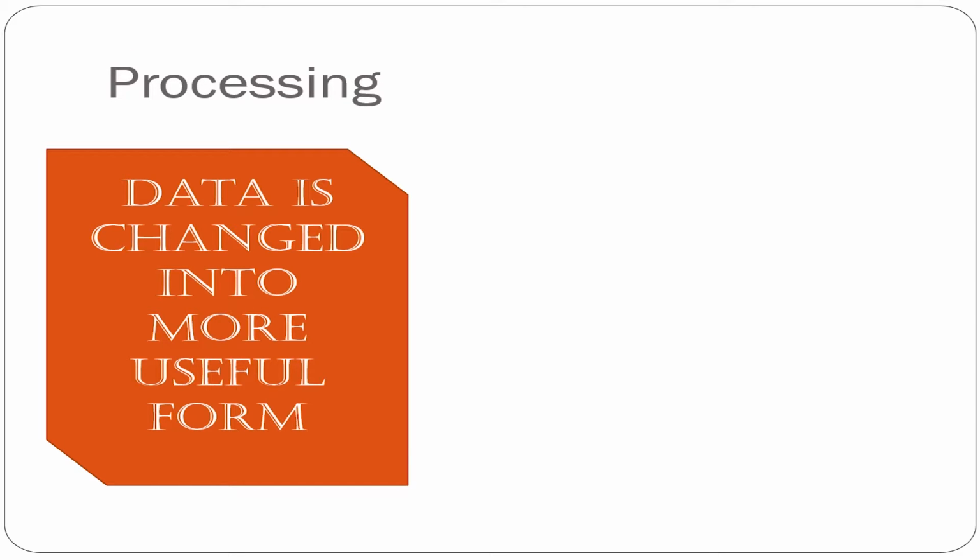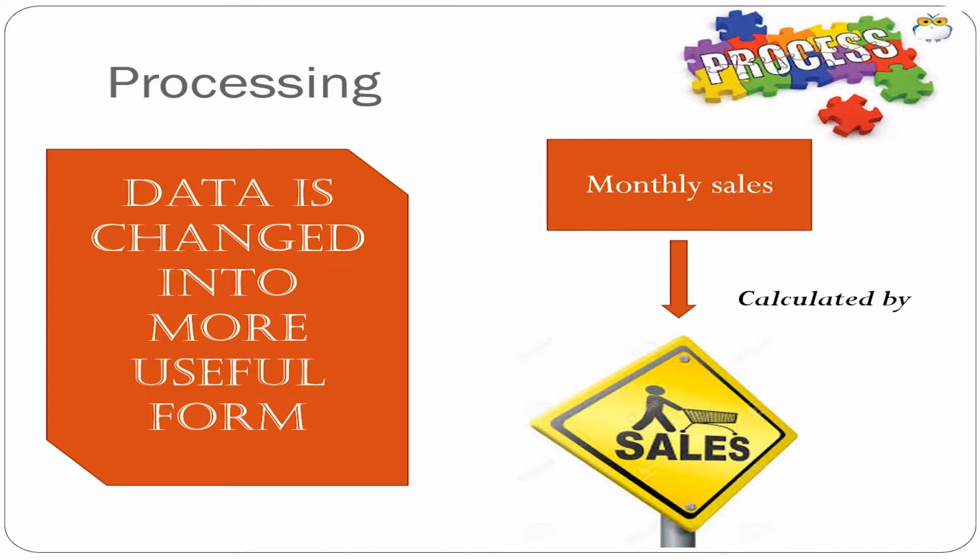Processing. In this step, data is changed to produce data in a more useful form. For example, paychecks may be calculated from the time cards, or a summary of monthly sales may be calculated from the sales orders.